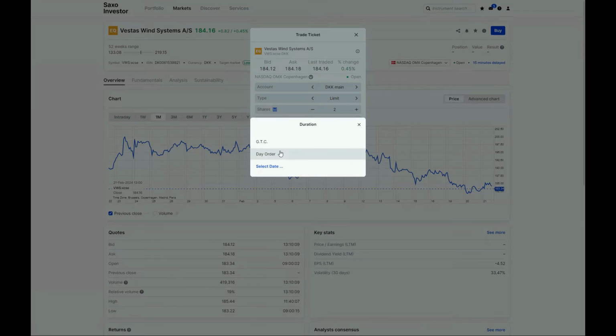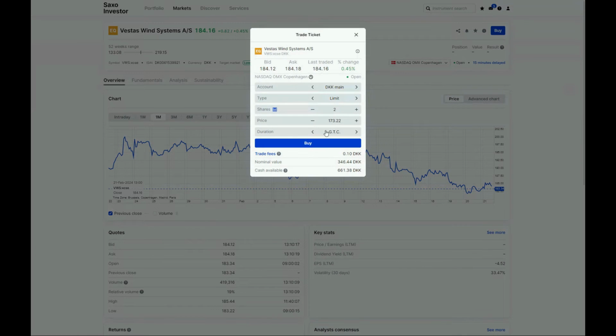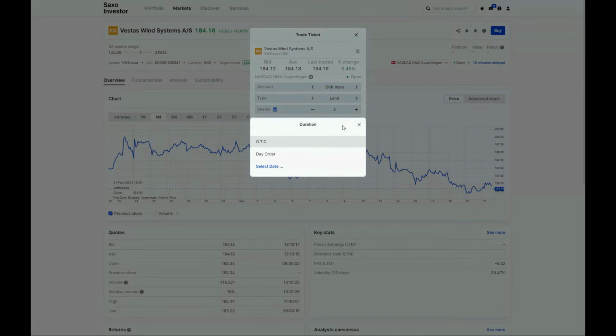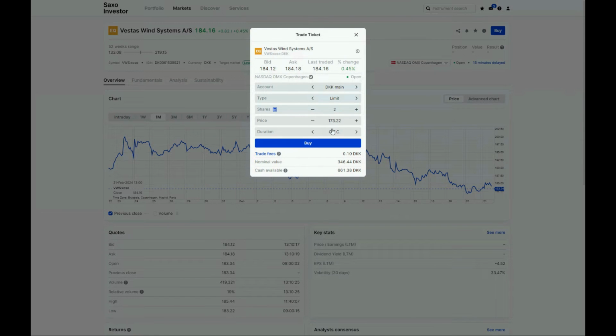You can also change the duration of the order. Is it a day order? Do you want to make a specific date that this order runs towards, or runs out at some point, or it's just a GTC, which basically means it's just running forever. Let's just make it a run forever thing.